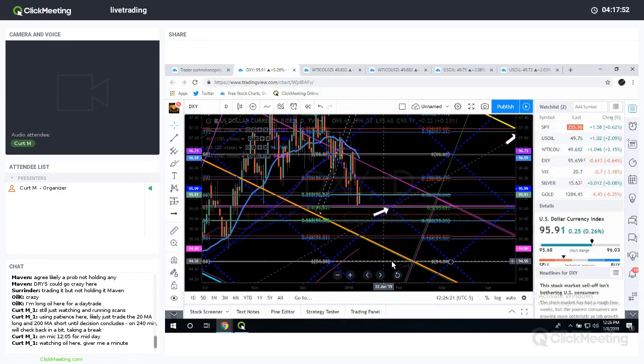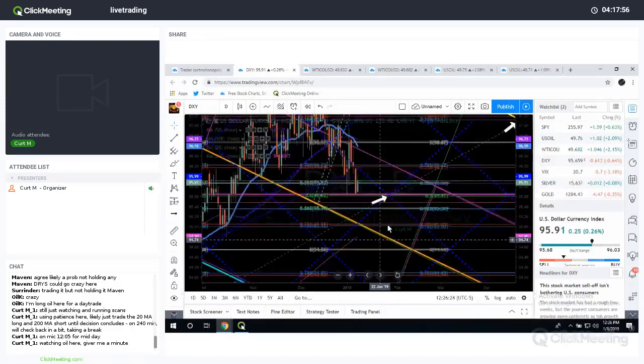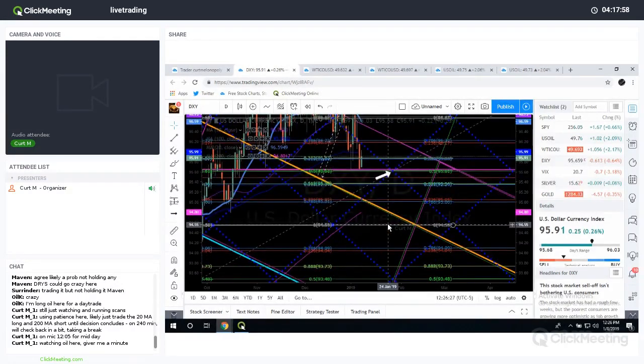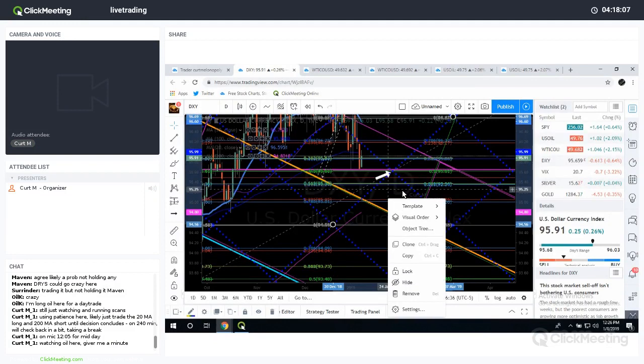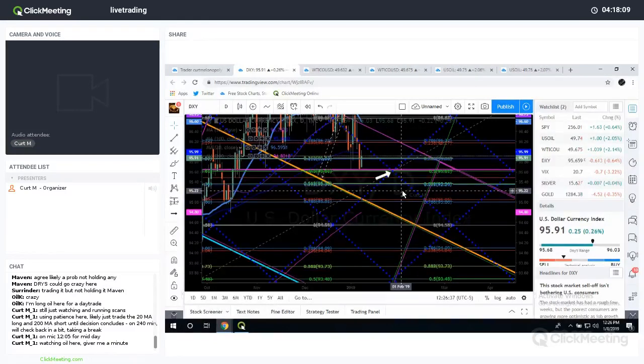The 50 MA is coming up, and then the next structure. So once it's down in here, and especially underneath this important fib, it's under 94.57, it should be done. So we'll see. Finito.